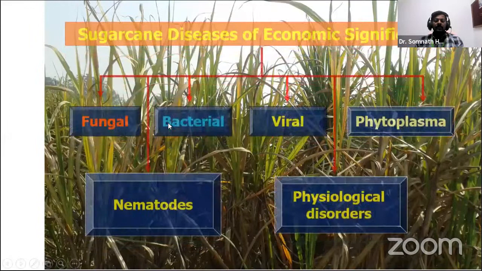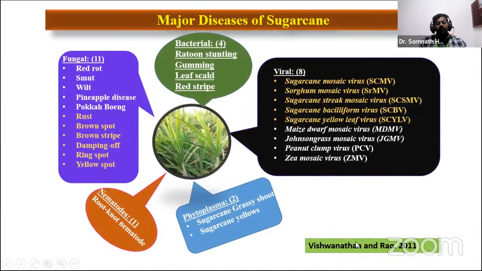Yes, sugarcane is known to be infected by many diseases. Approximately 11 fungal diseases are known to affect sugarcane. There are 4 bacterial diseases, near about 8 viral diseases, and 2 phytoplasma. More phytoplasmas, 4 to 5, are reported to infect sugarcane, as well as nematodes.